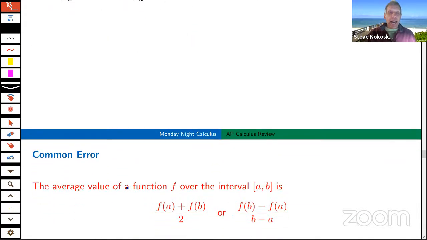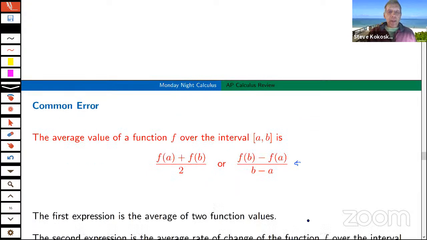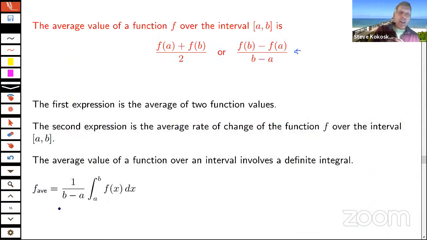Oh, here's a good one. The average value of a function seems like it ought to be just f of a plus f of b divided by 2. That's kind of a statistical average, I guess. That's not true. And it's certainly not this. It's certainly not the difference quotient. Remember that the average value is this definite integral down here.